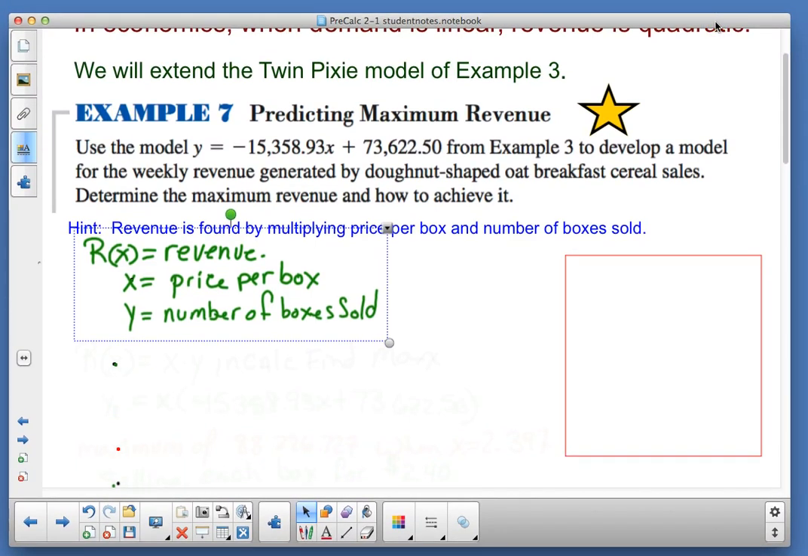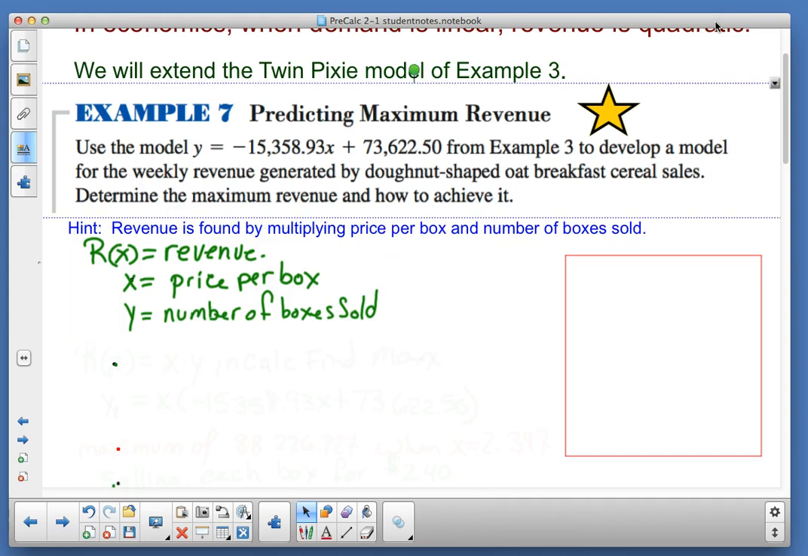So what we're doing is using our linear regression model from example 3 to develop a model for the weekly revenue generated by donut-shaped oat breakfast cereal sales. Determine the maximum revenue and how to achieve it. The revenue is found by multiplying price per box and number of boxes sold. Right now the number of boxes sold is my Y. The price per box is going to be X, as we go through this.